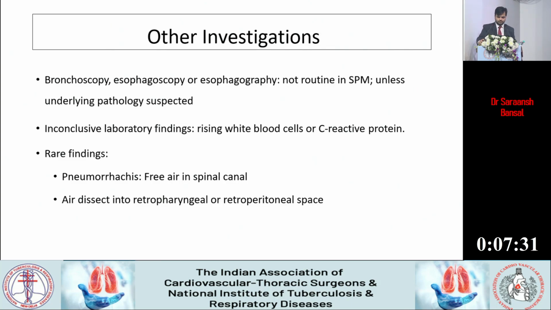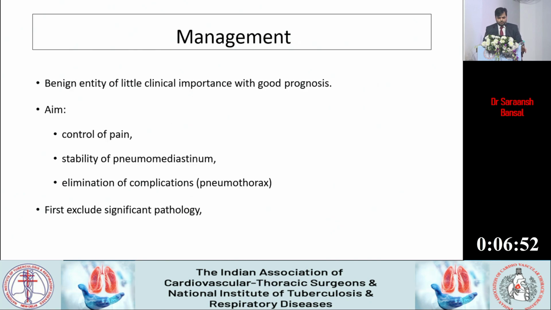The other investigations, which are almost all the time required to confirm the cause of pneumomediastinum: a bronchoscopy is a must, an esophagoscopy is a must. Although in a spontaneous case these usually come out to be negative, it cannot be stressed enough how important these investigations are. Laboratory findings are usually inconclusive. They're associated with any inflammatory process. And there are rare findings where there is free air in the spinal canal, or the air dissects upwards into the retropharyngeal or the retroperitoneal space. Extremely, extremely rare.